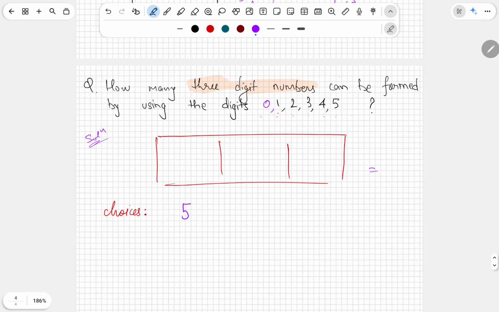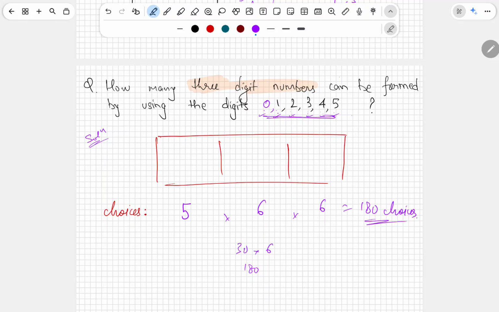Now for the second place, I have 1, 2, 3, 4, 5, 6 choices. Now for the third place, I have 1, 2, 3, 4, 5, 6 choices. Now I'll multiply: 6 5s are 30, into 6, 6 3s are 18, 180. So now I have 180 choices, 3-digit numbers which can be formed by these digits. I hope it was clear.